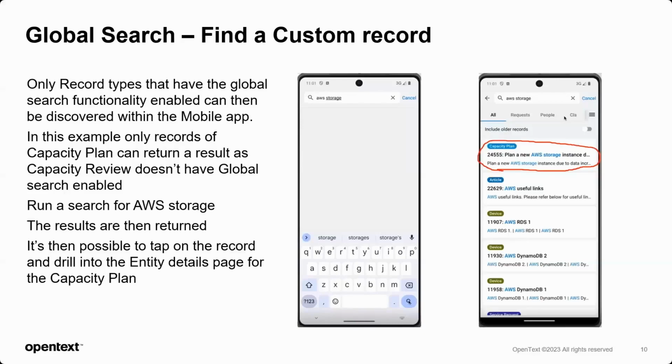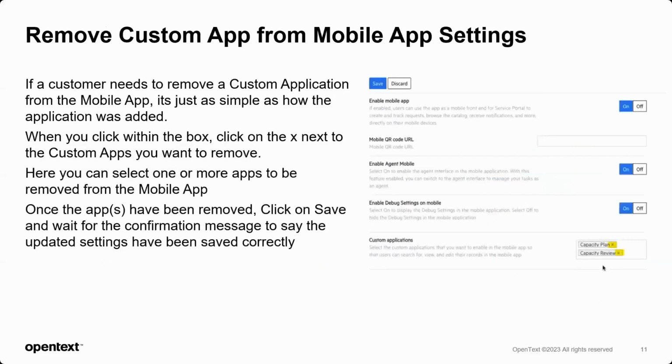To remove a custom app from the mobile app settings, if a customer needs to remove a custom application from the mobile app, it's just as simple as how the application was added. When you click within the box, click on the X next to the custom app, and that will remove it. Here you can select one or more apps to be removed from the mobile app. Once the app or apps have been removed, click on Save and wait for the confirmation message to say that the updated settings have been saved correctly.